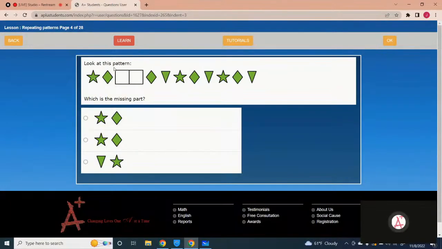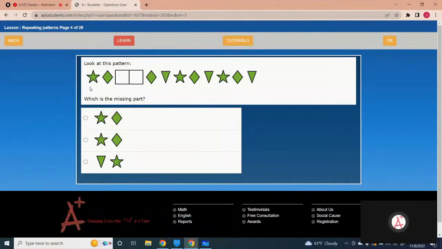Okay, look at the pattern. Which is the missing part? You can understand the pattern from here. A star, a diamond, then a triangle. Got it? Again a star, a diamond, and an upside down triangle.